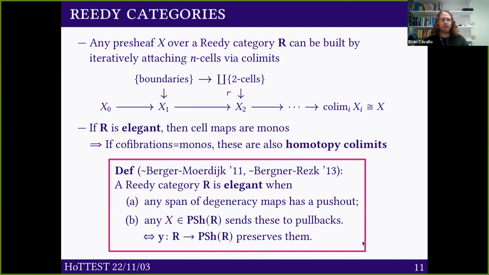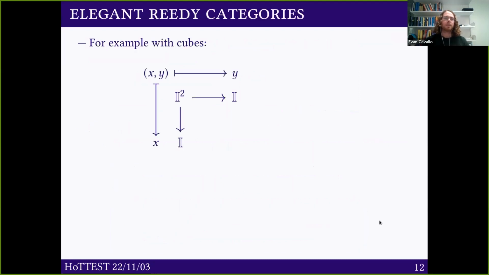Okay, so how can I think about these conditions? Well, let's look at cubes because I like cubes. Cartesian cubes are an elegant Reedy category, so this will be a picture that works out here. Let's look at the 2 cube. There are at least two degeneracies I could write from the 2 cube. Let me look at the one where I squash the 2 cube along one axis and the one where I squash the 2 cube along the other axis. So these are two degeneracy maps out of the 2 cube.